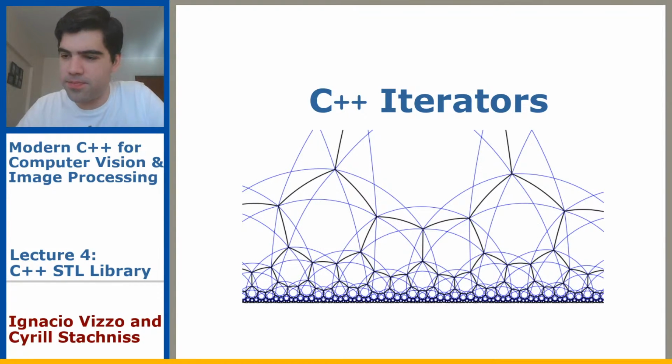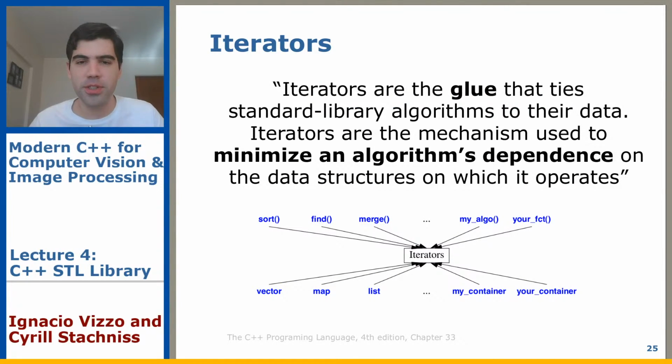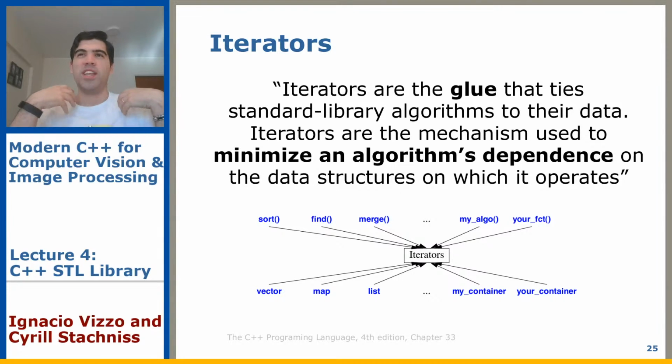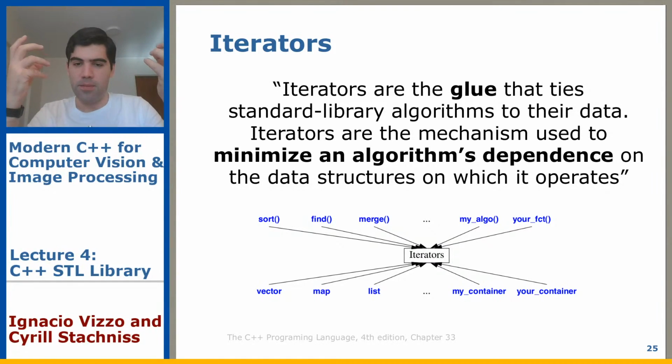Okay, so let's quickly see C++ iterators. Taken from the C++ book: iterators are the glue that ties standard library algorithms to their data. Iterators are the mechanism used to minimize an algorithm's dependence on the data structure on which it operates. So this is one key concept. It's part of what is also called generic programming, and iterators are a really good mechanism to write generic functions or generic algorithms, right?